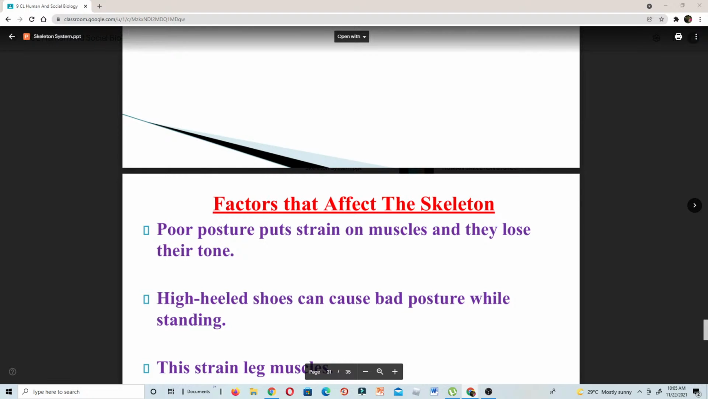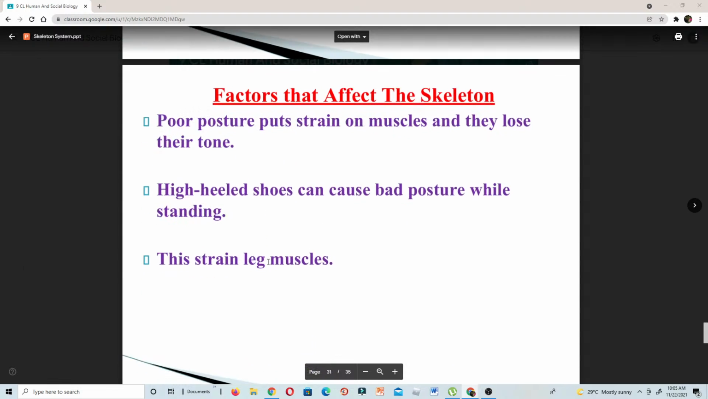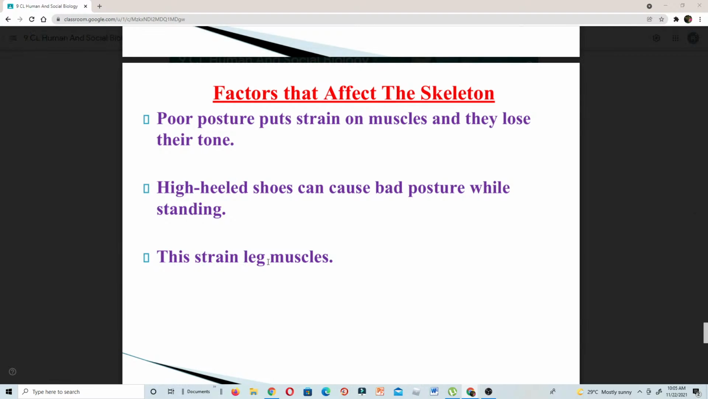So that's the first pointer giving you an idea as to different things that can affect the proper functioning of the human skeletal system. So of course, poor posture is one. The second one, and this definitely will go to the females: high heel shoes can cause a bad posture while standing.